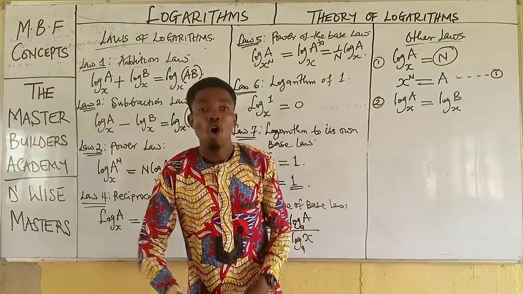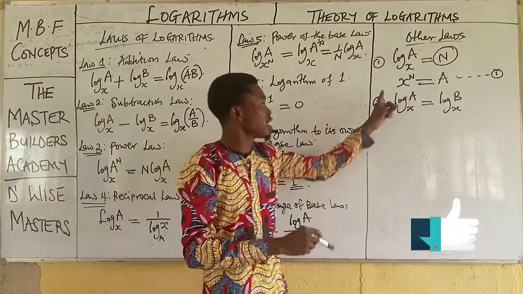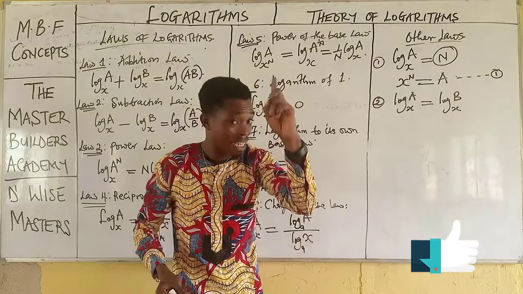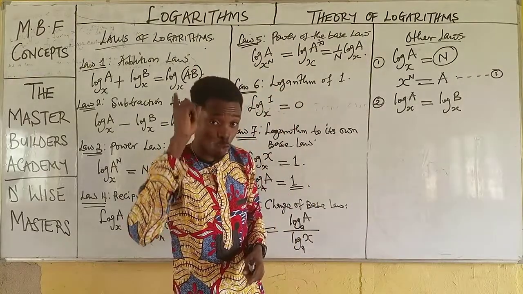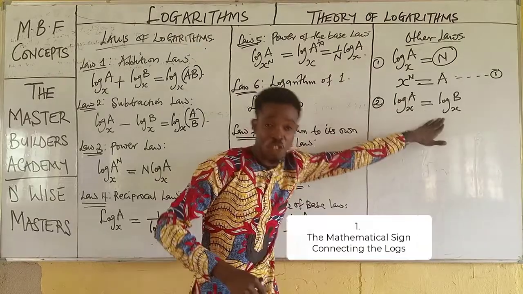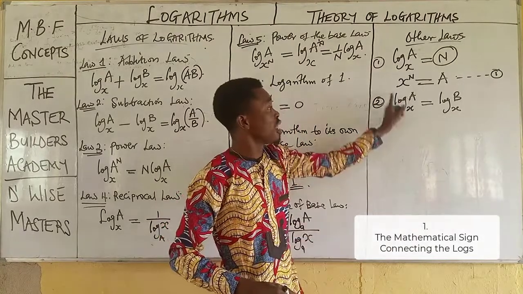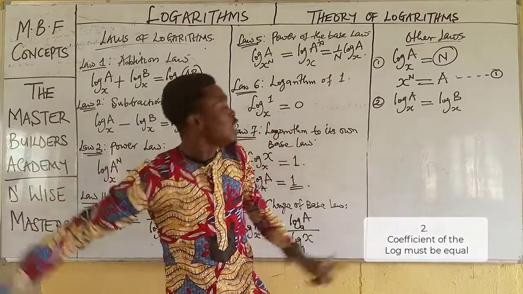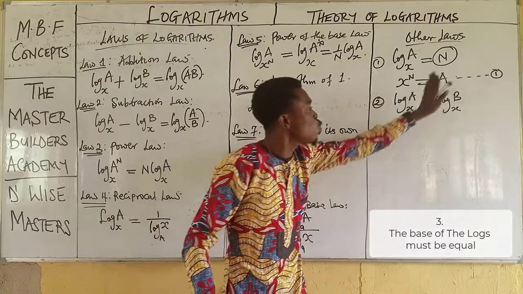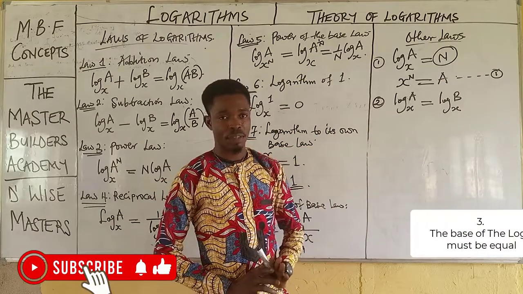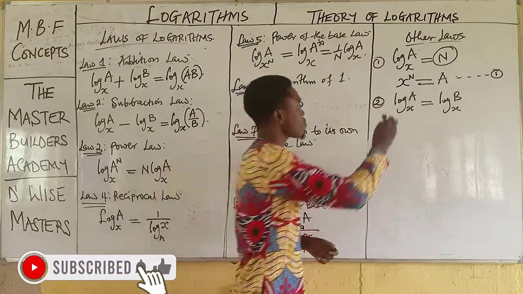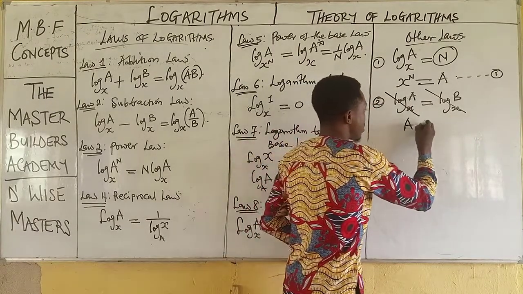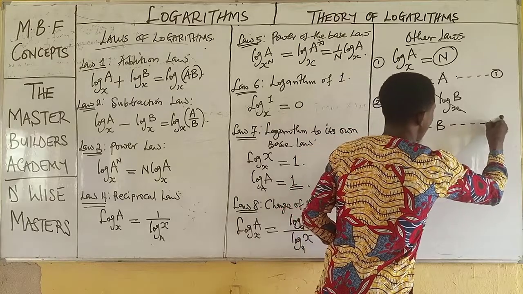So anytime the log of a number to a base is equal to another log of a number to a base, all you need to watch out for is to check their coefficient. Do they have equal coefficient? If yes, one credit. Because there are three things you must watch out for. Number one is what is connecting them. Number two is if their coefficients are the same. Then number three is if they have equal base. So like we see here, these two have equal base. So anytime they have equal base, the log here can take care of the log here. Therefore, we equate the numbers. This is equation 2.